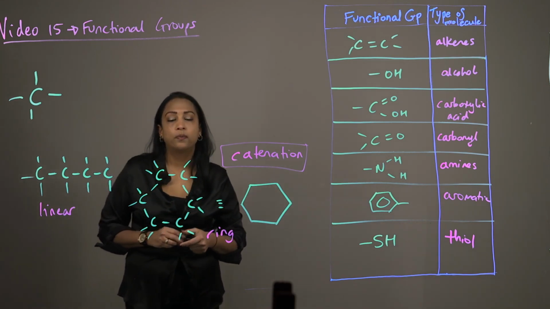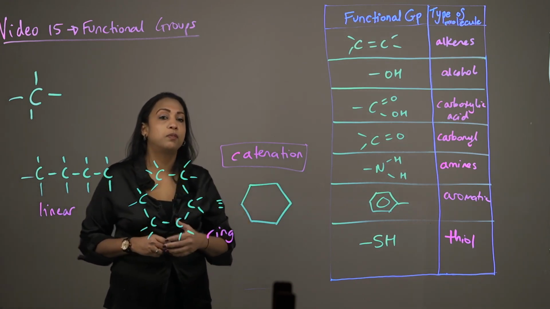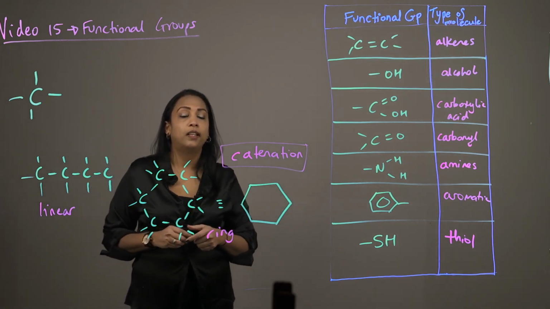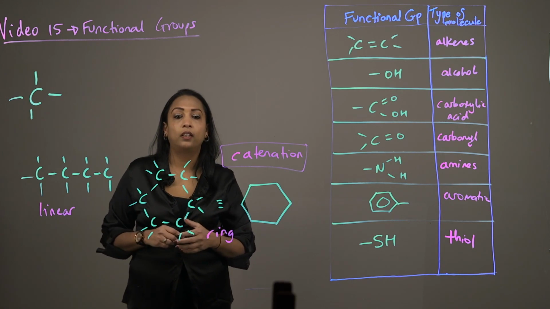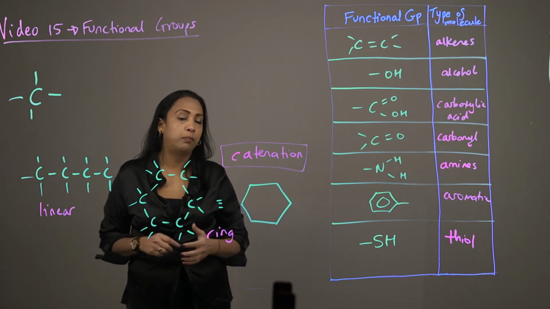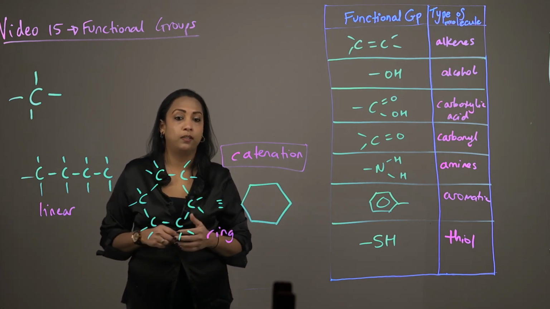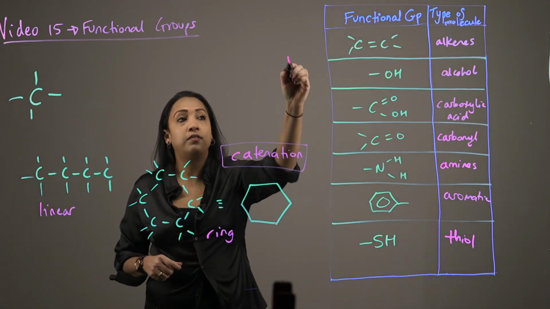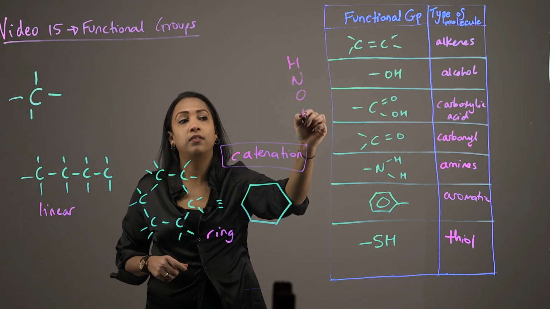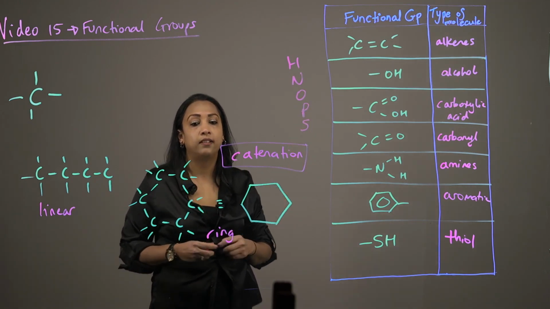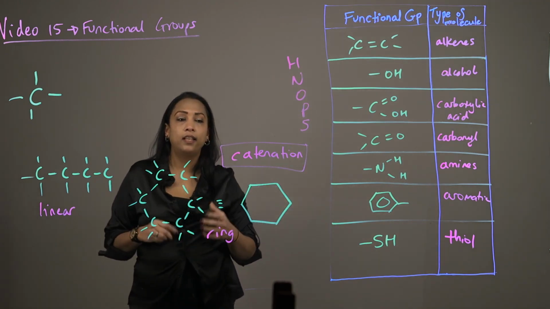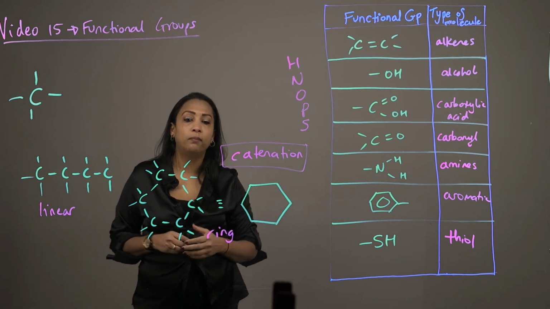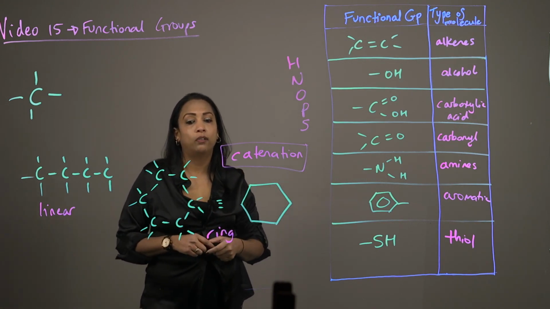So functional groups are a series of atoms bonded within a compound that is responsible for the chemical reactions that that compound is able to exhibit. Functional groups generally contain hydrogen, nitrogen, oxygen, phosphorus, and sulfur. And these functional groups play a very important role within biomolecules.